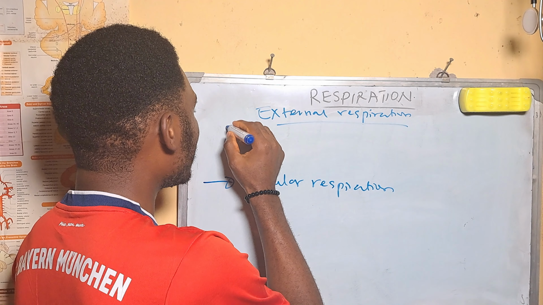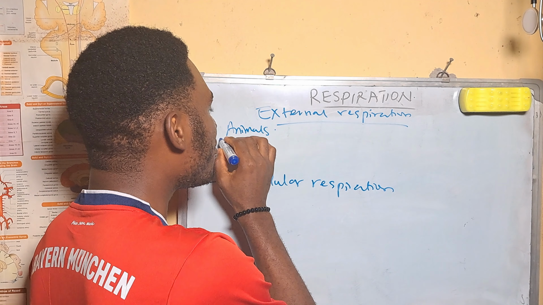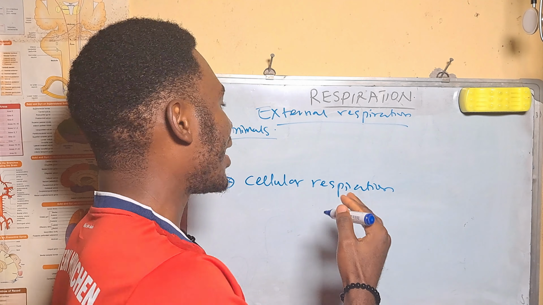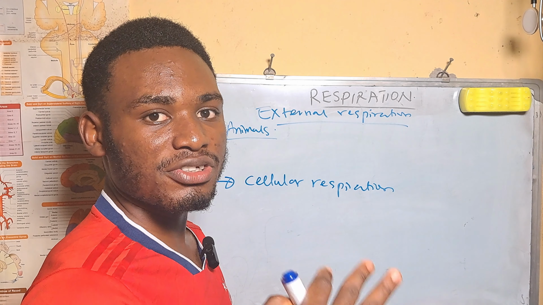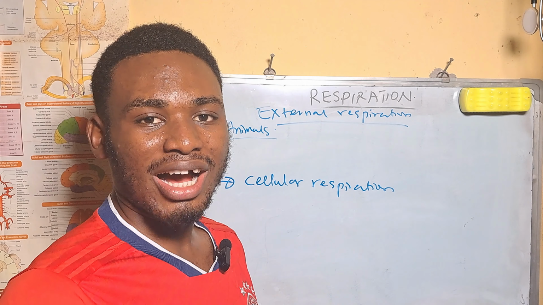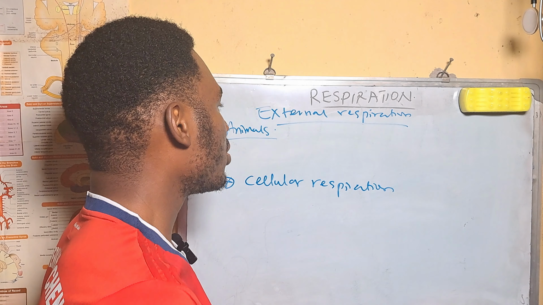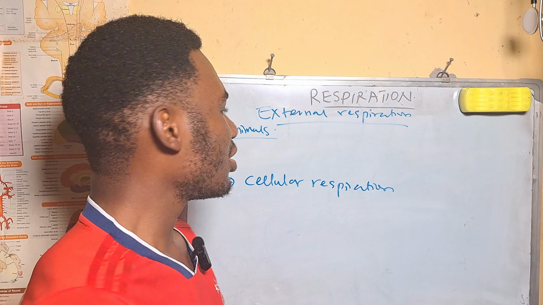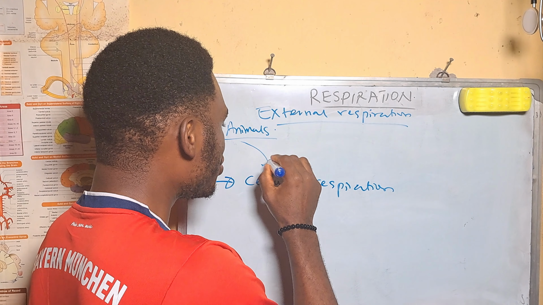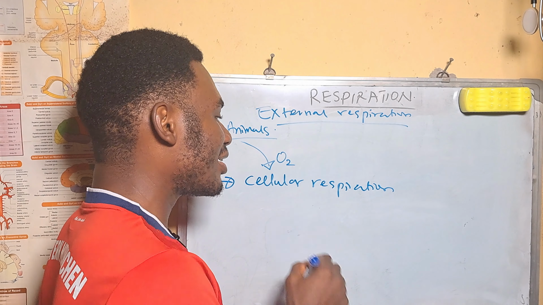So basically, animals have different respiratory structures. Like in mammals, you have the lungs, in fishes, you have the gills, in spiders, you have the lung books, in some unicellular organisms, you have the body surface. From here, they push the oxygen inside the cell.